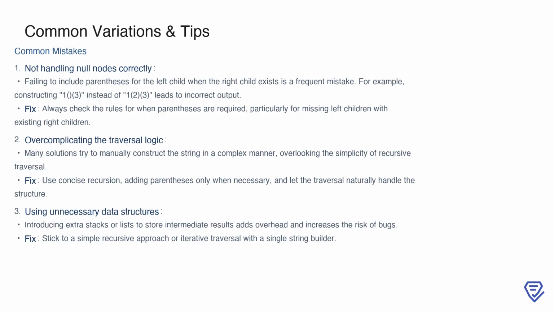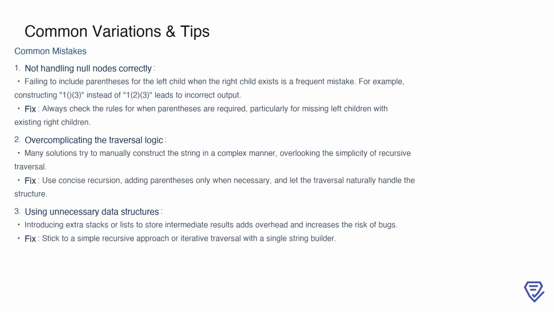When working on this problem, there are a few common mistakes that can trip you up. First, not handling null nodes correctly is a frequent issue. For instance, if the left child is missing but the right child exists, you still need to include empty parentheses for the left child.